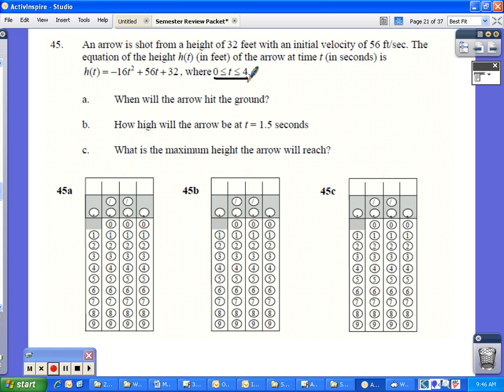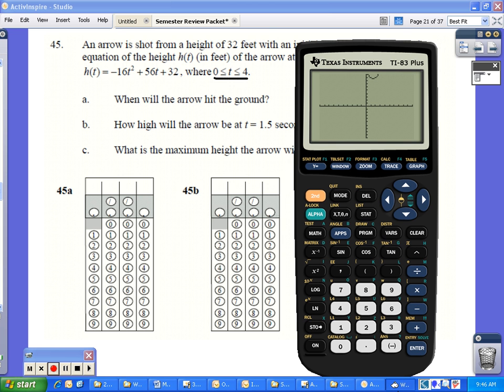The best way to do this one is to put it in your calculator. So you're going to pull up your calculator and you're going to go to y equals. And you are going to put in the equation negative 16x squared plus 56x, or t in this case, plus 32.